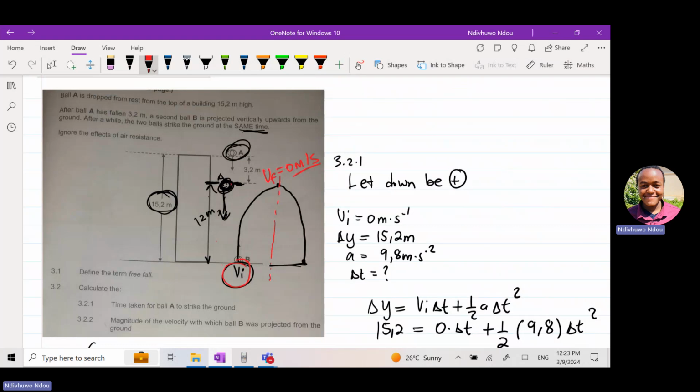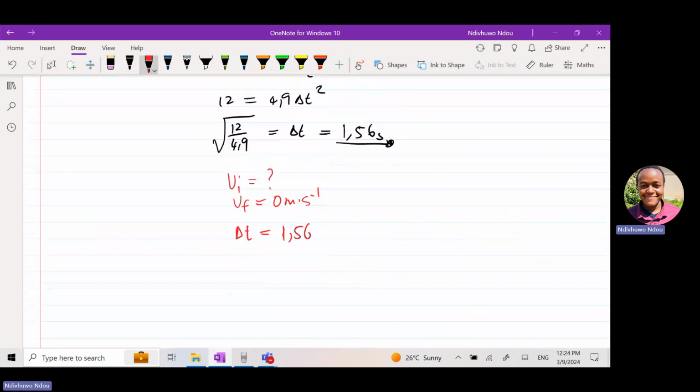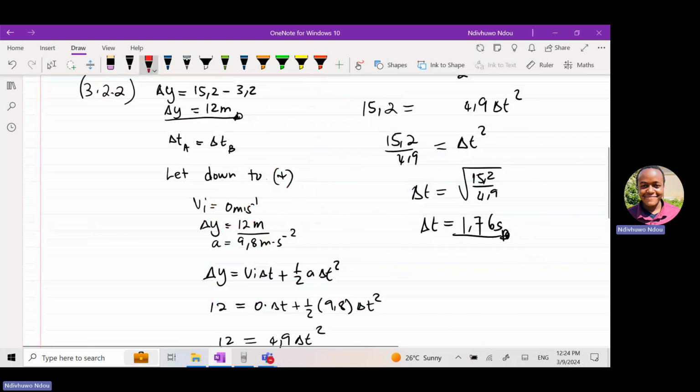Okay, so if we're considering half motion, we are looking for the V initial, right? So we don't have V initial yet. We know that V final is 0 meters per second. Okay, so change in time won't be 1.56, guys. We do know that 1.56 is the total time that B must have traveled the entire motion, which is the same as the time A takes.